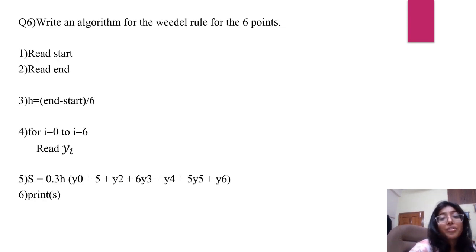Write an algorithm for Weddle's rule for 6 points. First, read start, then read end. Then h is equal to (end minus start) upon 6. We have a loop for i equal to 0 to i equal to 6, read y of i. S is equal to 0.3h into (y0 plus 5y1 plus y2 plus 6y3 plus y4 plus 5y5 plus y6), and then we print s. This is the algorithm for Weddle's rule.